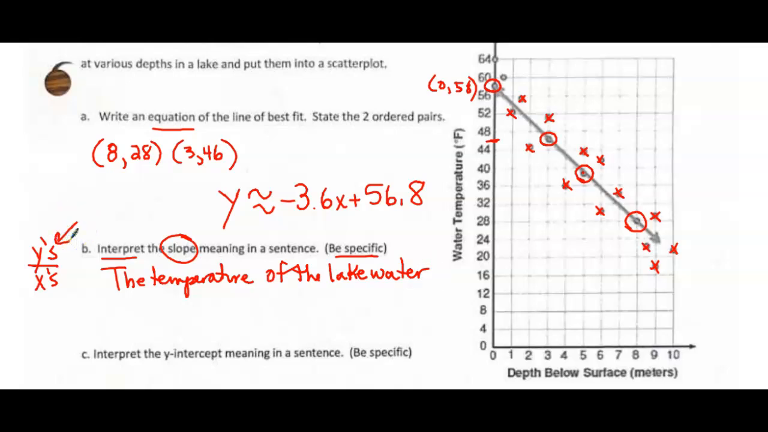The temperature of the lake water, I'm going to say, decreases 3.6 degrees every meter. It's not every hour because this is the depth below the surface. So the x is, if we go over here, is in meters. So degrees, meters. The temperature of the lake water decreases 3.6 degrees every meter. Now, if yours is slightly different than mine, you would have a different number there and it would be acceptable.